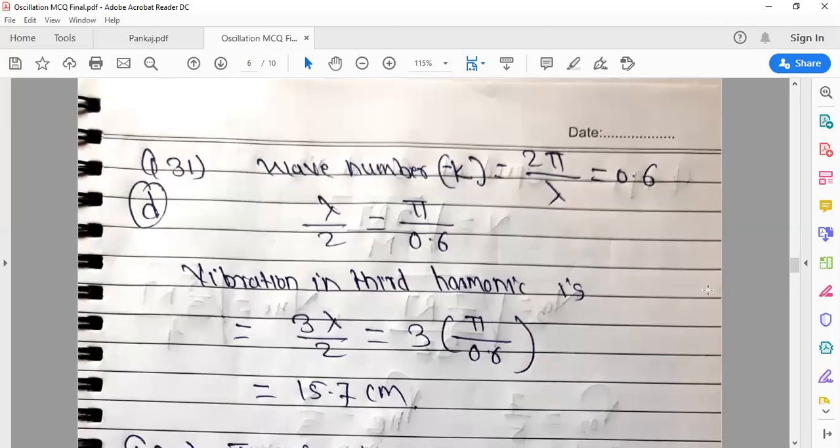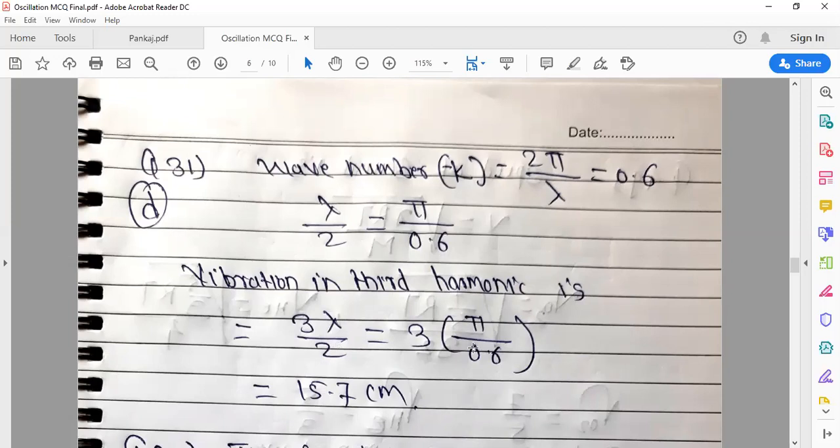Question number 31. A wave number k is given, 2 pi upon lambda, and it is equal to 0.6. In question number 31, the equation of vibration of the string fixed at one end vibrating in the third harmonic is given. So the equation is given. According to this equation, lambda by 2 is equal to pi upon 0.6, because what is the equation? Y is equal to 2 sin of 0.6x cos of 500 pi t.